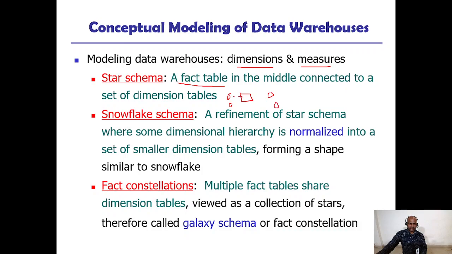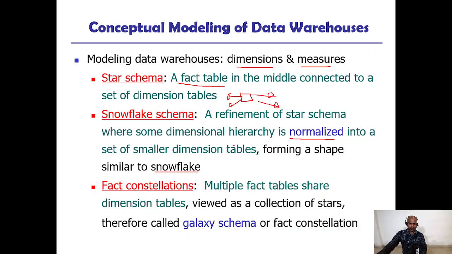So this fact table is connected to different dimensional tables in star schema. Next we have snowflake schema. It is also like star schema, but the difference is it is a refinement of star schema where some dimensional hierarchy is normalized into a set of smaller dimensional tables, forming a shape of a snowflake. So both are the same, but snowflake is slightly improved over star schema.